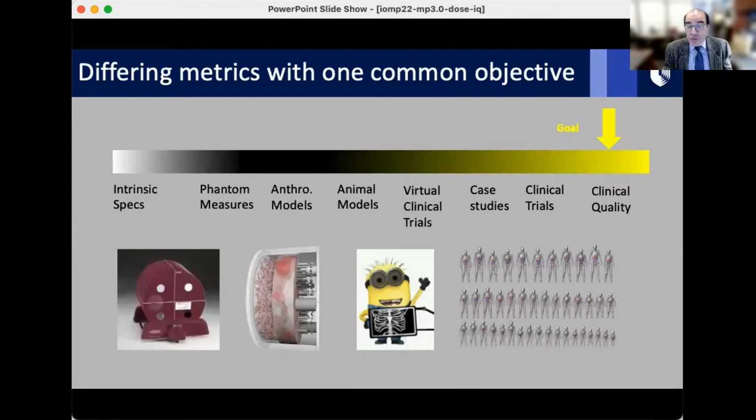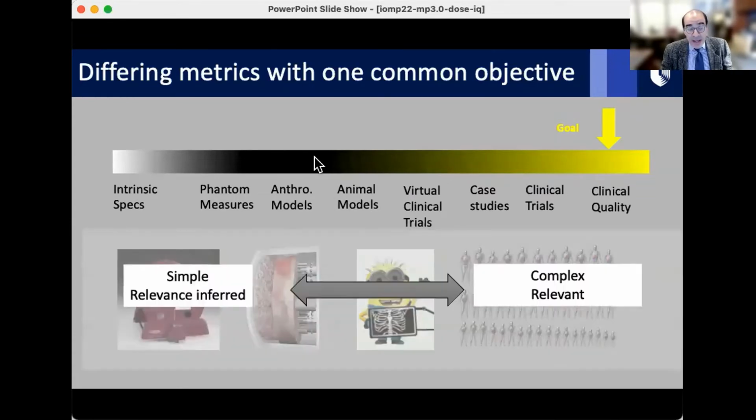You could measure resolution. Is resolution clinical quality? No, it's somewhere in the middle of the spectrum. So again, we have the same paradigm here. The stuff on the left are simple and easy to measure, but the relevance of them is inferred, while the ones on the right are very complex, but they are very relevant.